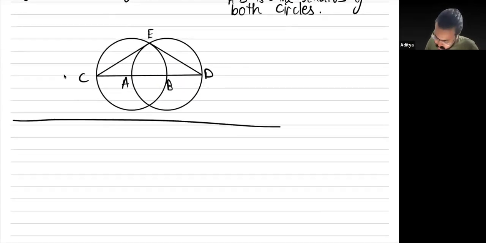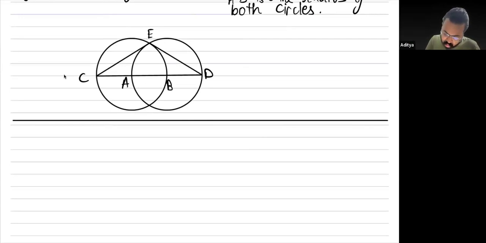See, the simple thing to do over here is do some constructions. You can join A to E. I'll not draw it here.